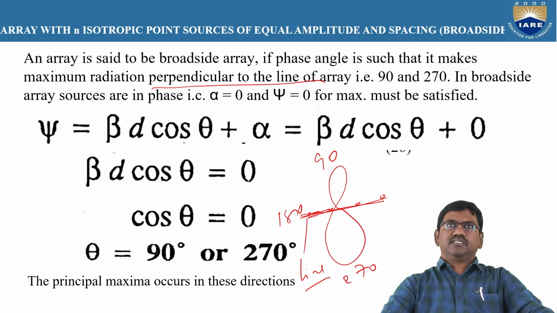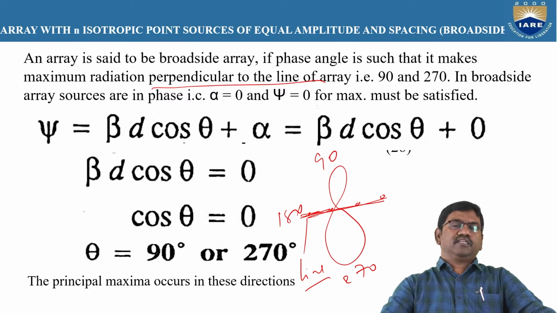That means in case of broadside array, the phase angle, that is the phase difference between the elements, is assumed as 0. So psi is equal to beta d cos theta plus 0. Based upon this, beta d cos theta is equal to 0, substituting alpha equal to 0. If you simplify, beta d cos theta is equal to 0, you will get cos theta is equal to 0.